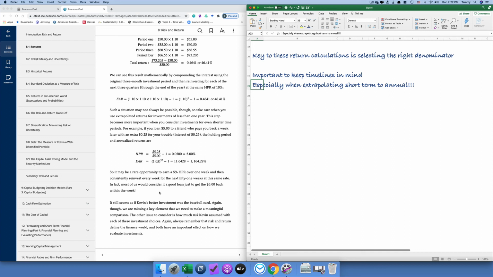But I'm hoping that you guys are like, how could that possibly be a better investment, right? Because one thing that we haven't included here when we're just looking at returns is risk. We haven't included risk in our assessment of whether that baseball card was a good investment or not. Okay, so that's what we're going to take a look at in the next section.